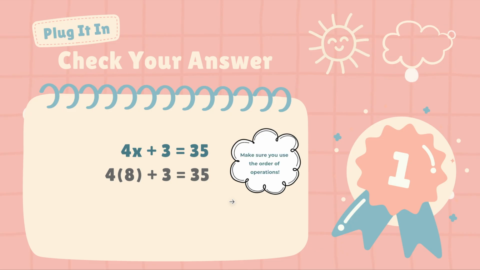How am I going to solve this? Make sure you use the order of operations. Now according to PEMDAS, I'm going to multiply first. 4 times 8 is 32. I bring down my 3, and it still equals 35. Now I'm going to see that 35 equals 35, so I got my answer correct. In this case, if your answer was 34 and you get 34 equals 35, would that have been correct? Absolutely not. So you would want to go back and see what you did wrong.